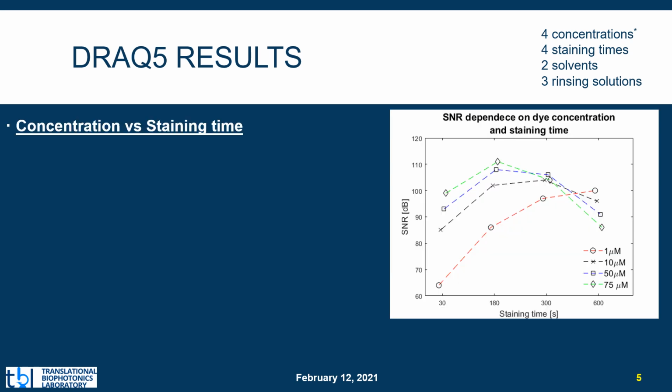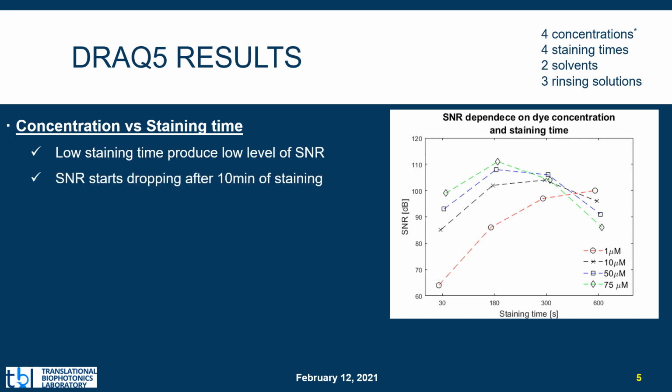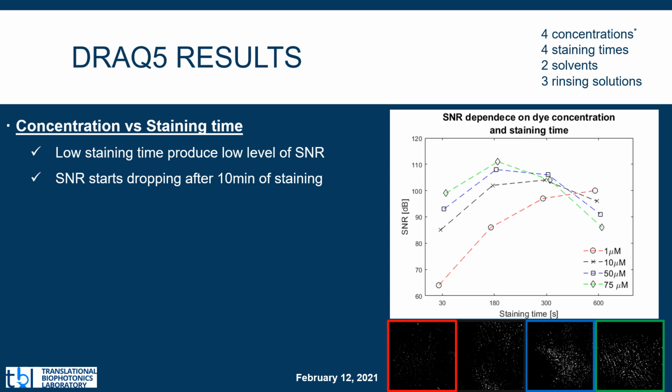For all concentrations except 1 micromolar, best SNR is obtained with staining time between 3 and 5 minutes. For the lowest concentration in our range, peak SNR happens after 10 minutes of staining and the trend is still increasing. For the higher concentrations, SNR drops at 10 minutes imaging time and tends to drop further. We show image segments at the peak SNR for each concentration.